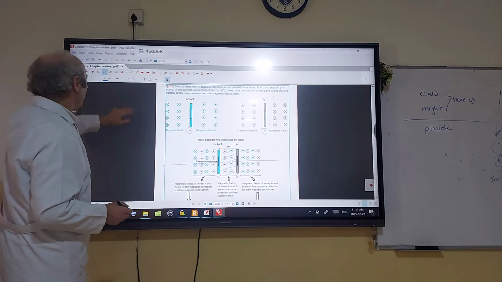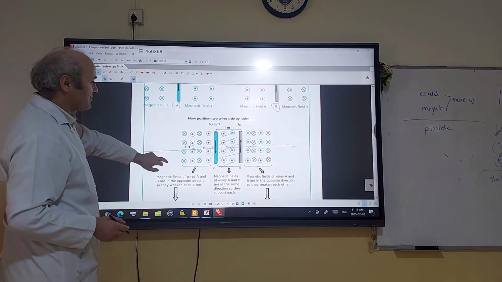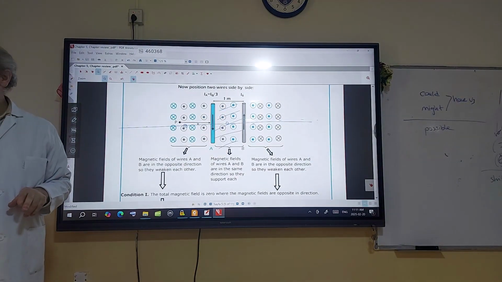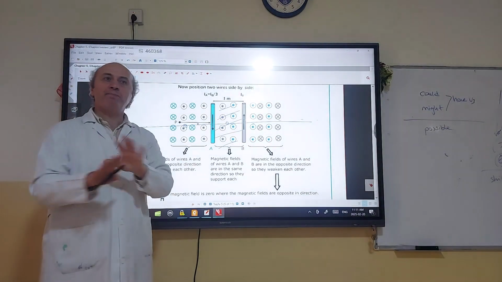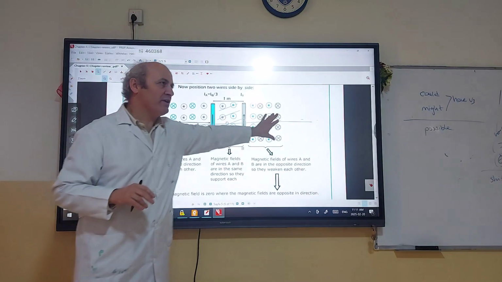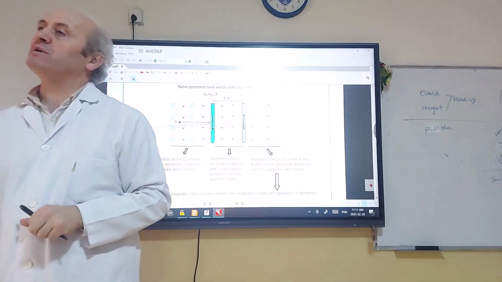Okay, now I will solve this problem. To make the net magnetic field 0, two conditions must be met. First condition, the magnetic fields must be absolutely opposite in direction, so here and here they are absolutely opposite in directions. Second one, their magnitudes must be equal.